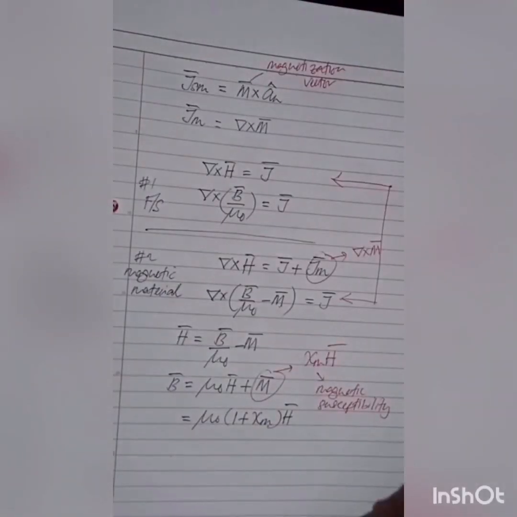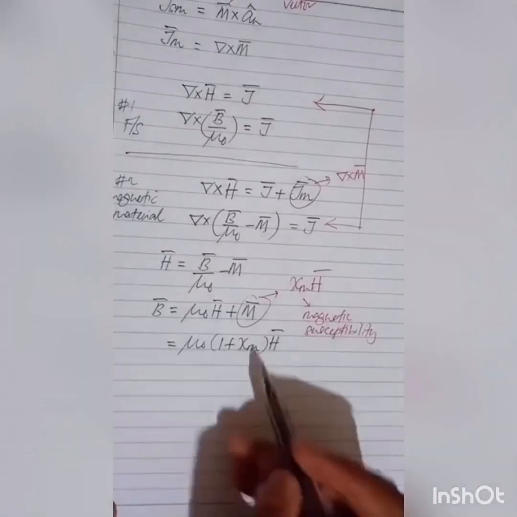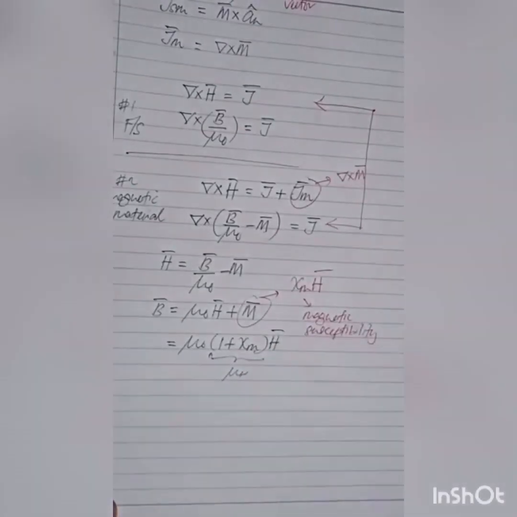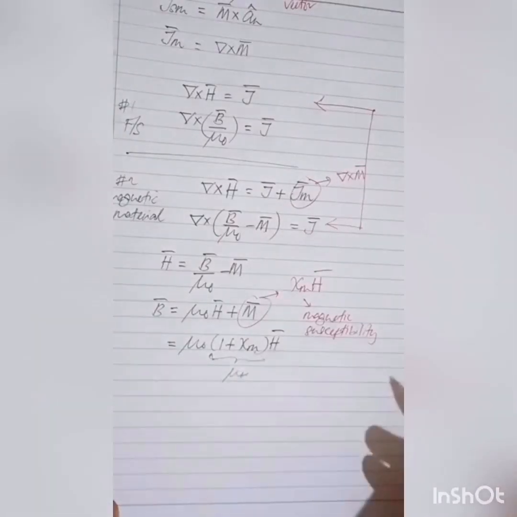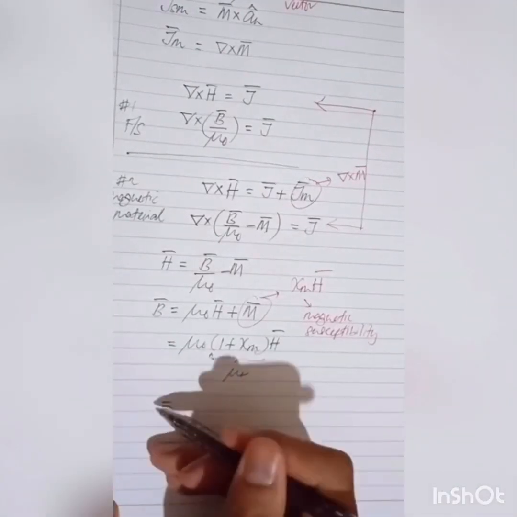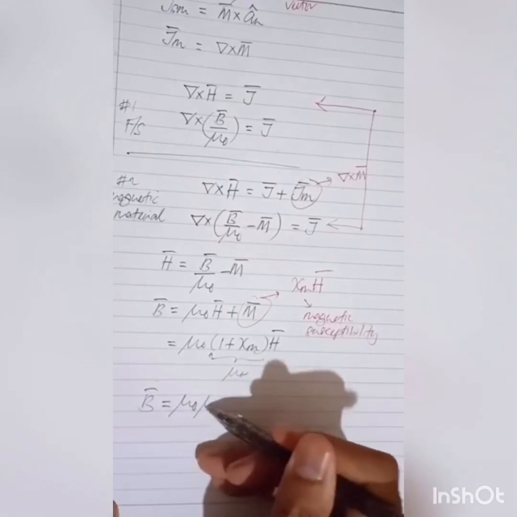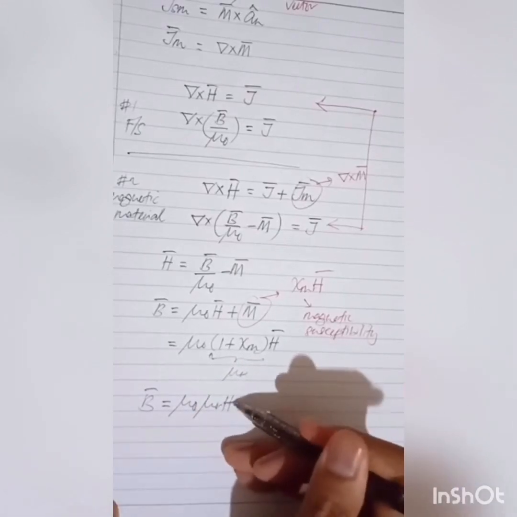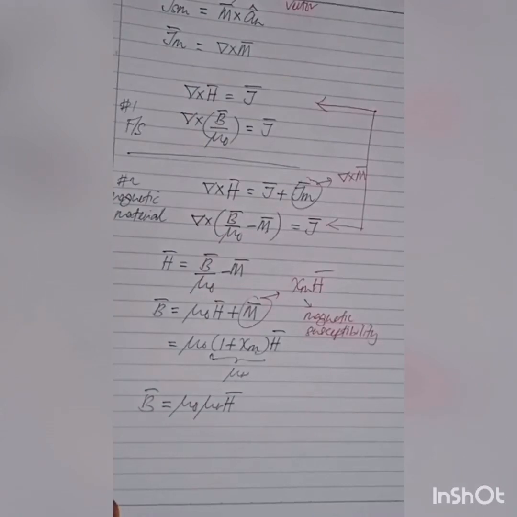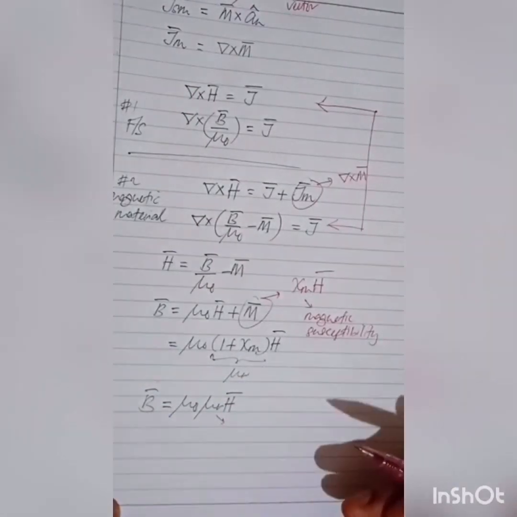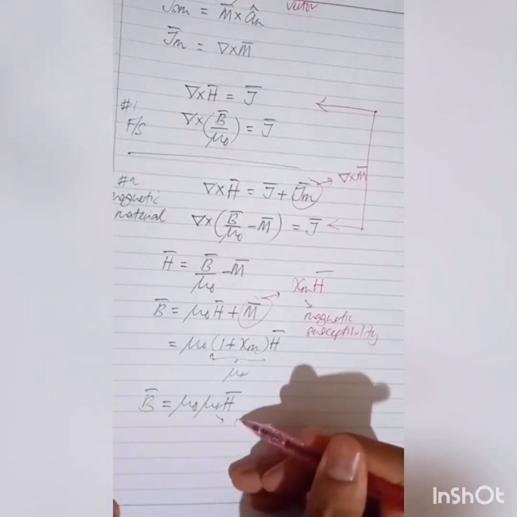Okay guys, so let's define this expression as equal to the mu R. Now we do have the final expression of B here, equal to mu naught mu r H, whereby this mu r actually refers to our relative permeability.